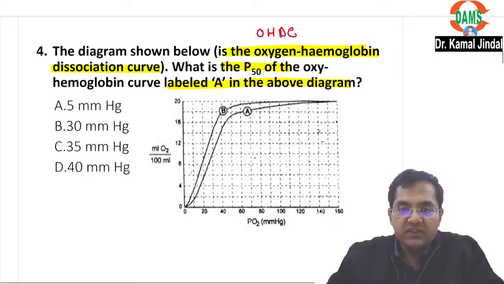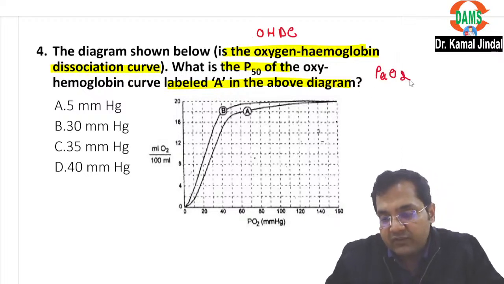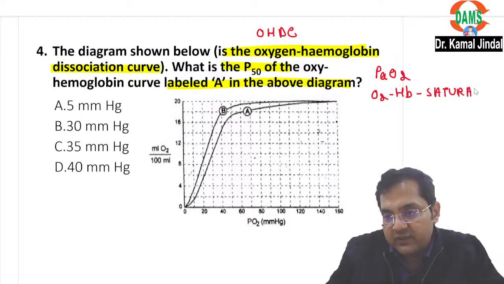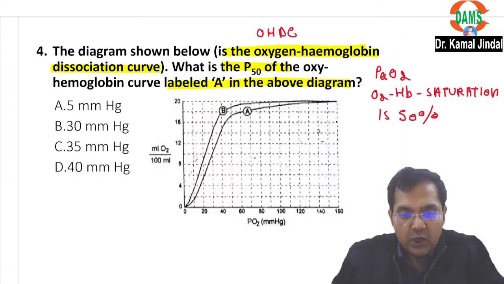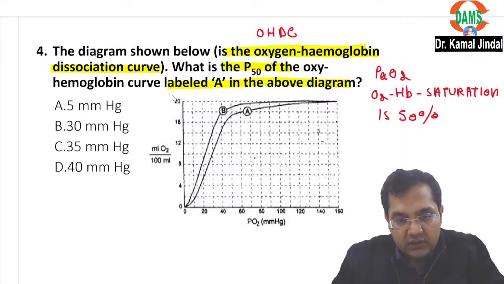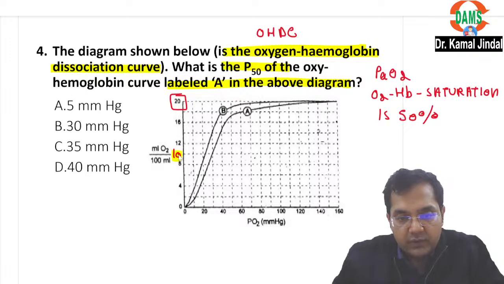P50, remember, is the partial pressure of oxygen at which the oxygen hemoglobin saturation is 50%, right? At which 50% of hemoglobin is saturated with oxygen. I want to find it for the curve A. How will I do that? Total oxygen is given as 20, right? Half of 20 would be 10. So I pick up a value 10.